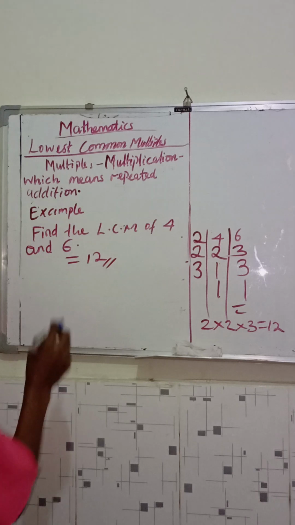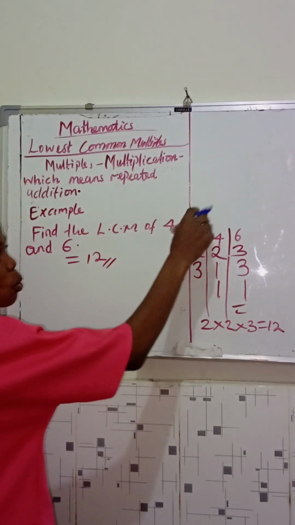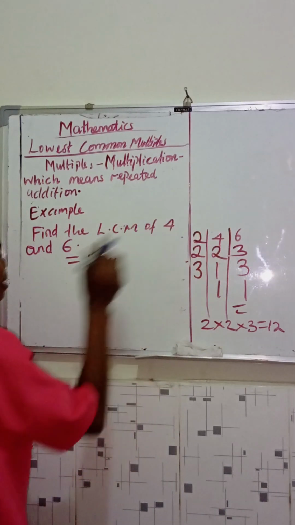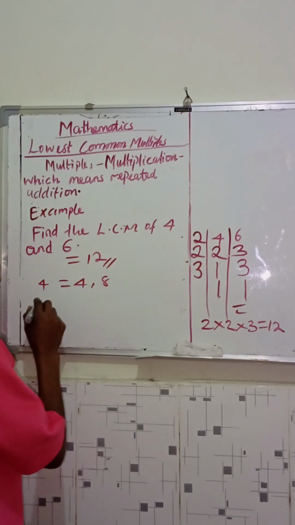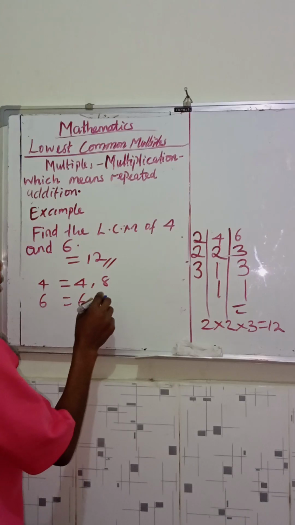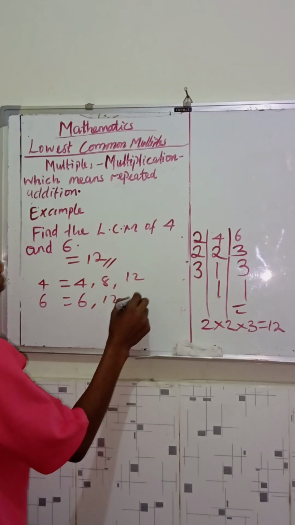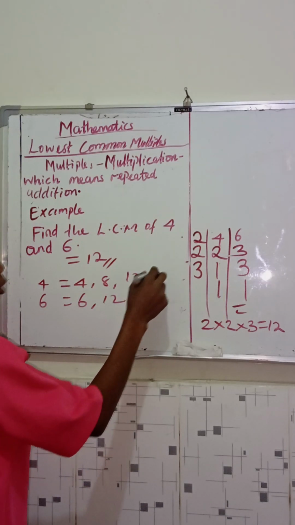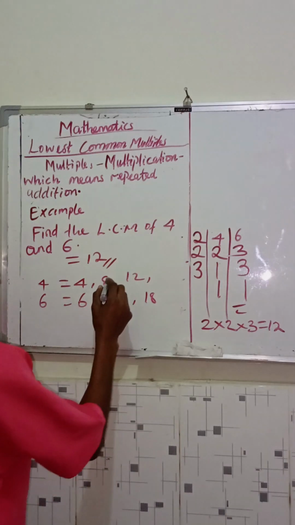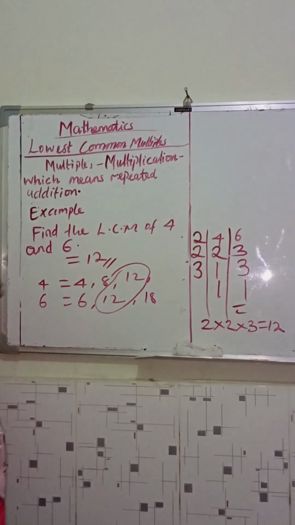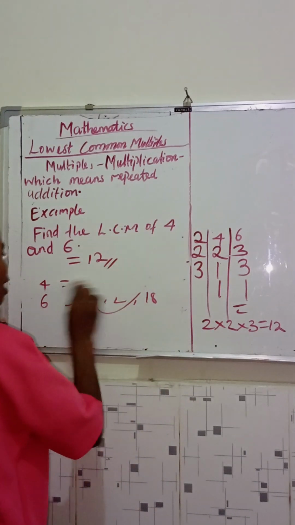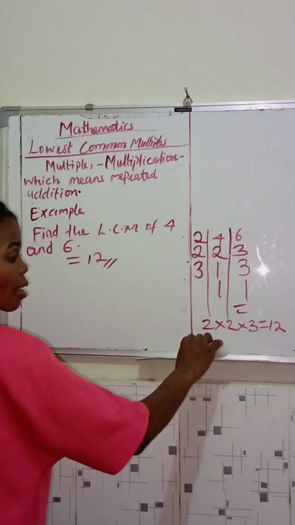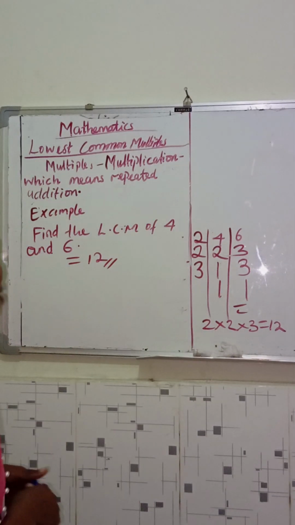How do I know that? If I don't want to use this factorization method, I can list the multiples: 4, 8, 12, and then 6, 12, 18, like that. The first common one I'm encountering is what? 12. And if you see it there, you can see that it's still 12 that we get. But this factorization method helps you to do everything on time, right?